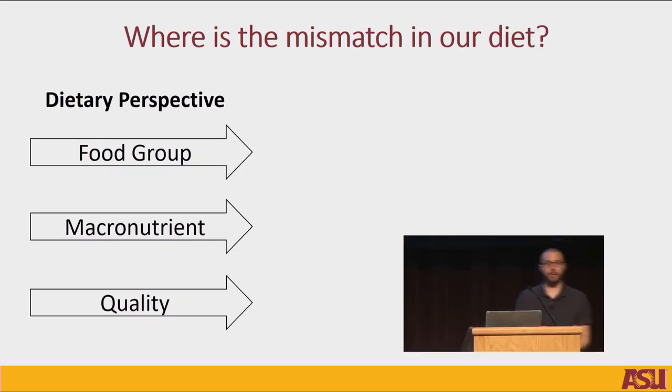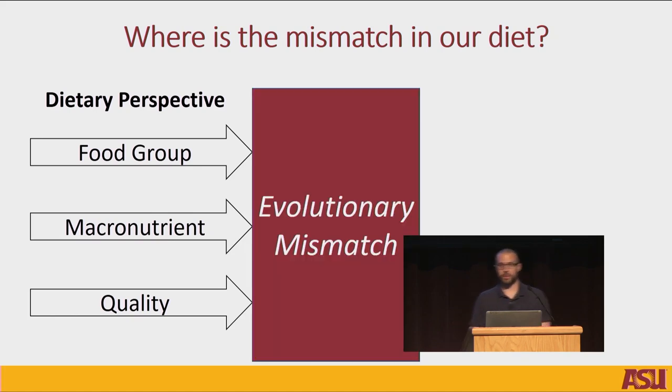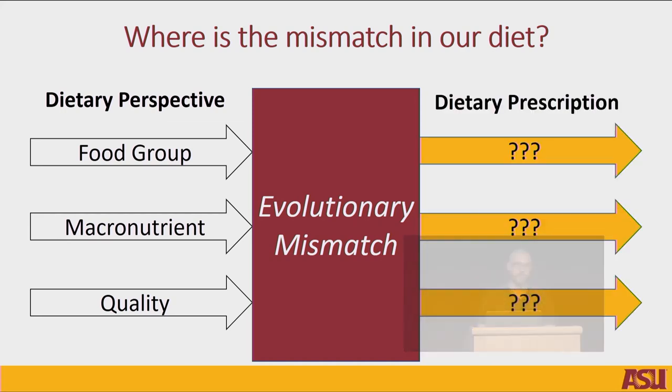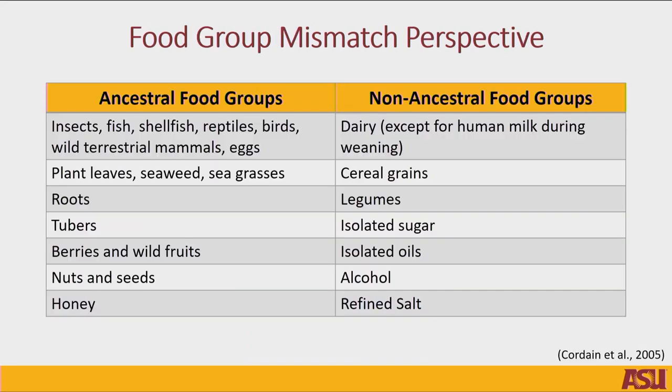So what I'm going to do today is take these three different dietary perspectives and look at how they align with the evolutionary mismatch perspective. We're going to look at the literature and look at how well these different perspectives can improve health and physiology via diet, and then look at the dietary prescriptions that come out of them.